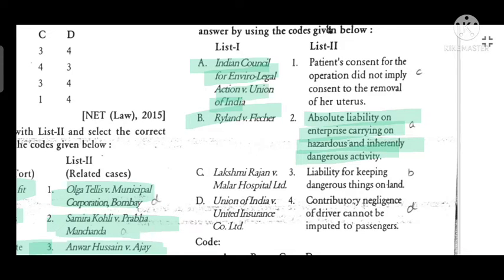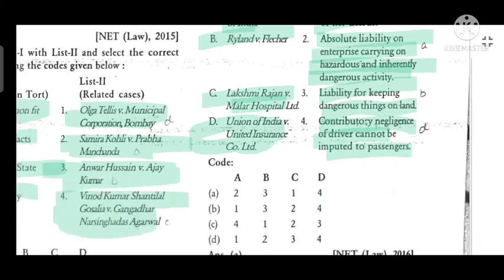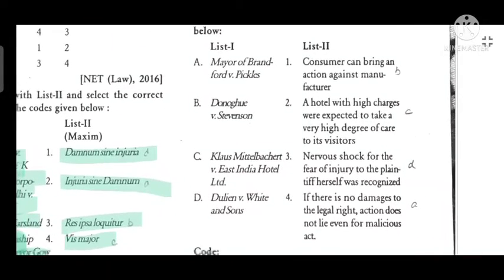Absolute liability on the enterprises carrying on hazardous and inherently dangerous activity. Rylands versus Fletcher. Liability for keeping a dangerous thing on land. Lakshmi Rajan versus Malar Hospital Limited. Patient's consent for operation did not imply consent for removing her uterus. Union of India versus United India Insurance Company Limited. Contributory negligence of the driver cannot be imputed to the passenger. Measure of damages, Bradford versus Pickles. If there is no damage to the legal right, action does not lie even for malice. Donoghue versus Stevenson. Consumer can bring action against manufacturer.